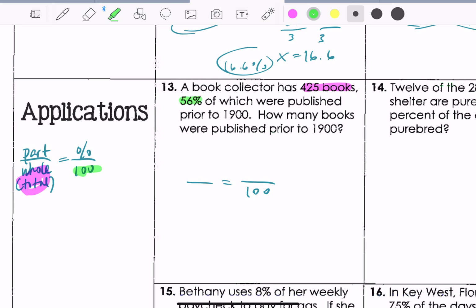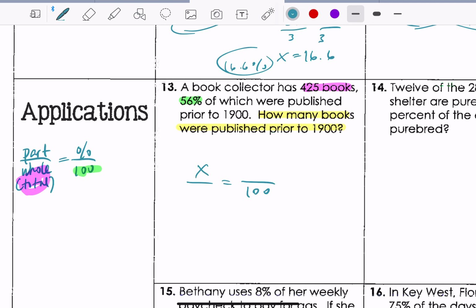The percent is 56. So I'm trying to figure out how much is 56%? What's that part? So this is the part. How many books were published prior to that? This is the P for this particular problem. So he's got 425 books, 56% were published before that. How many is that? So when I go to set this up, the thing I'm missing is the part. I don't have the part.